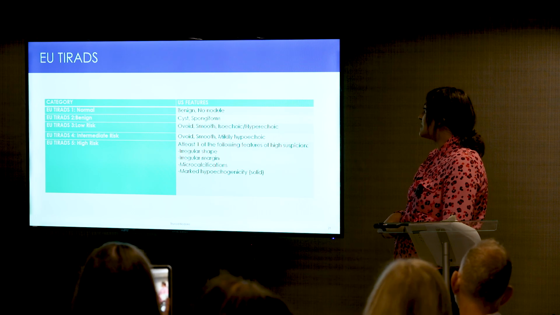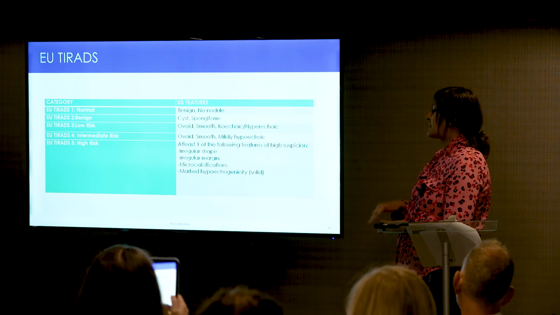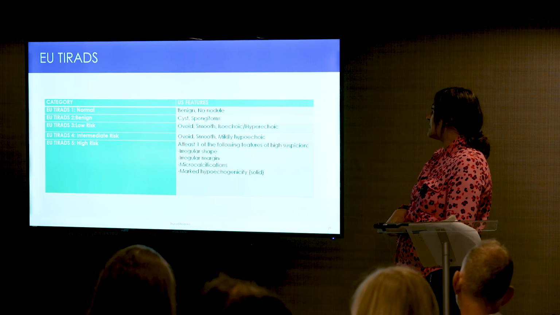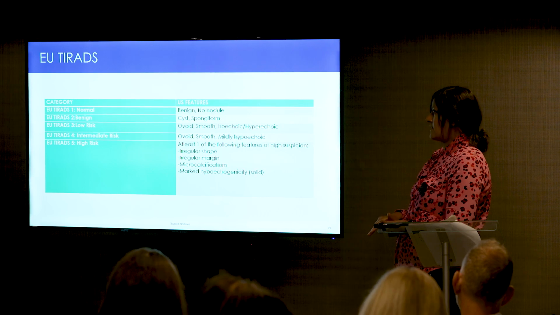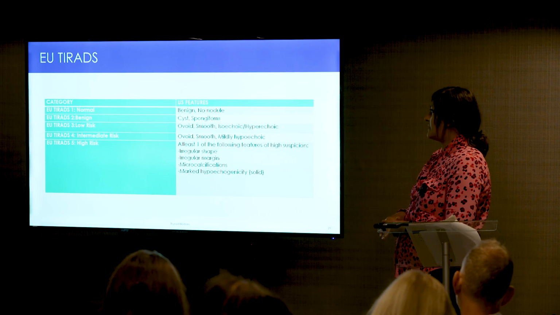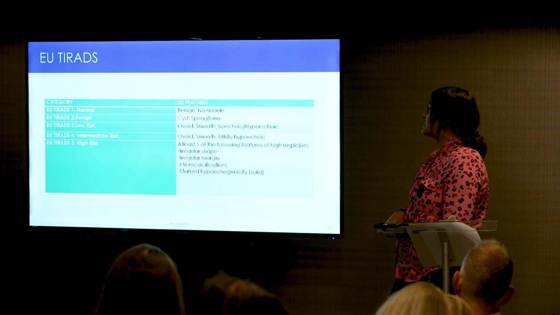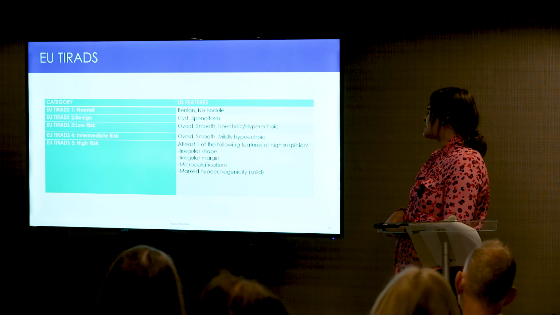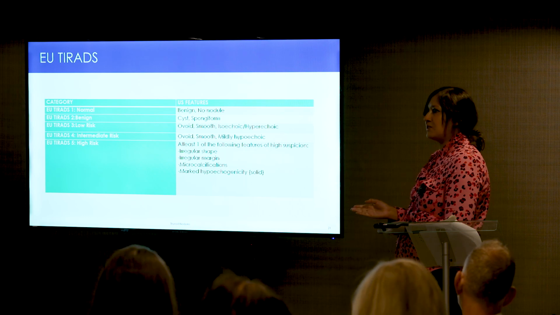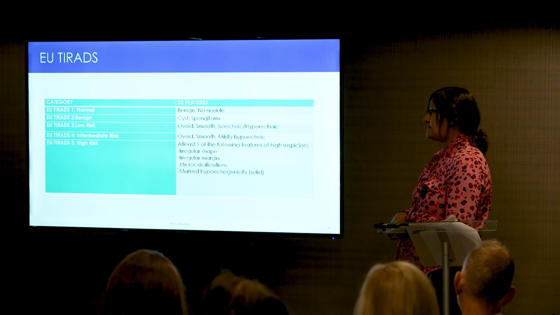EU TIRADS 3 is considered a low risk still, and again, only a set category of nodules fit in here. For EU TIRADS 4, compared to the BTA guidelines, where U4 would be considered a high risk, this is actually still considered an intermediate risk, and therefore this also has a size category for FNA. And EU TIRADS 5, like the BTA U5, means just a very high chance of malignancy generally.